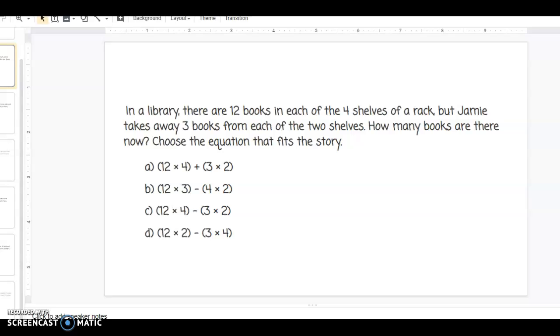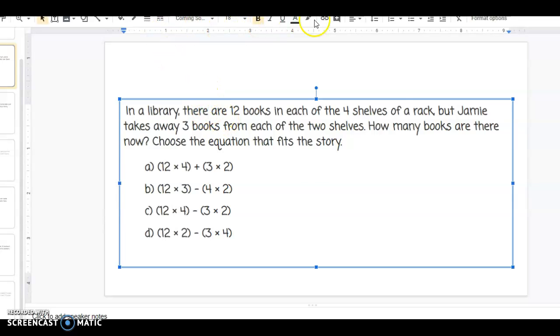So what we're looking at is what equation would solve all parts of this problem in one single line equation. So if we look here, our first problem says in a library there were 12 books in each of the 4 shelves of a rack, but Jamie takes away 3 books from each of the 2 shelves. How many books are there now? Choose an equation that fits the story.